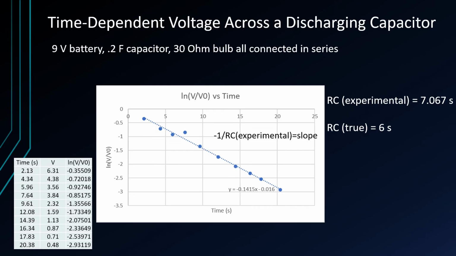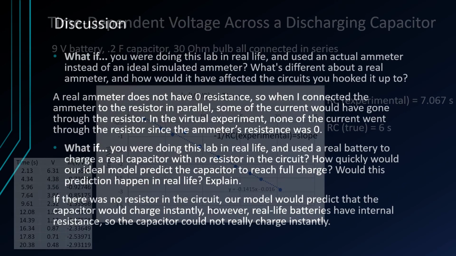And then I plotted that versus time. The slope of that is going to be -1 over RC experimental. So we can rearrange and find RC experimental, which I found to be 7.067 seconds, and my true value to be 6 seconds.